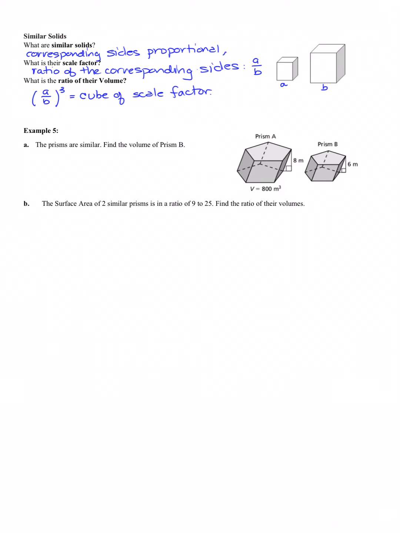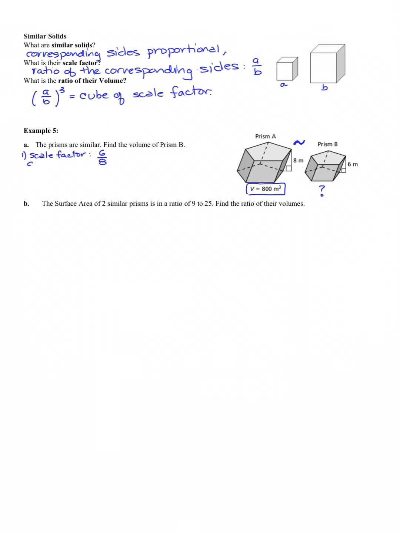So here we have two prisms, and they tell us they are similar. Remember that gets the little squiggly sign. And we are given the volume of prism A, but we don't know the volume of prism B. So the first step is to find the scale factor. So we find two sides, and I'm going to do B to A. Well, I'm going to do smaller to larger, just more natural.